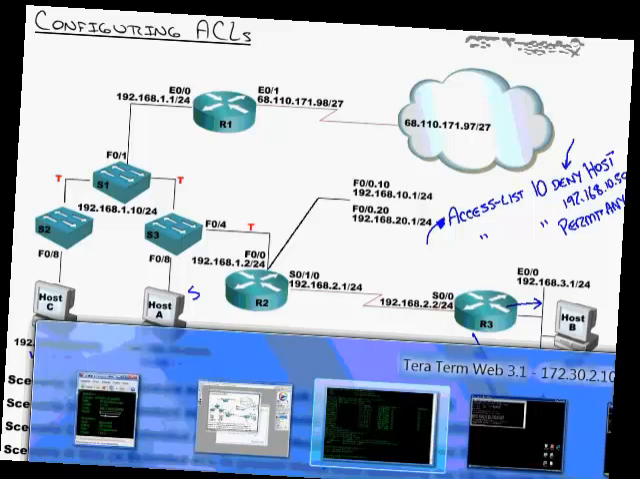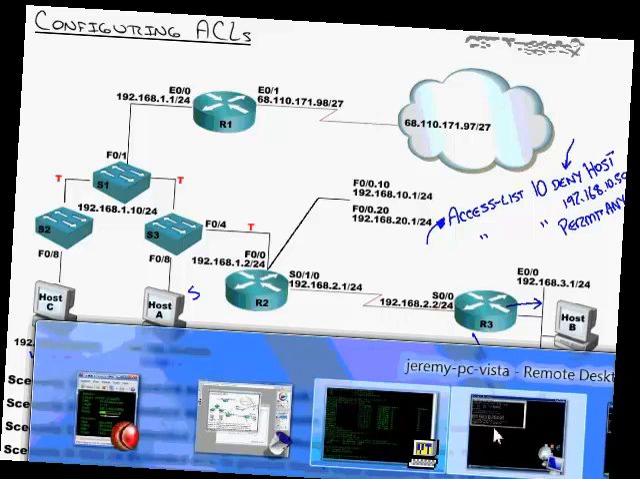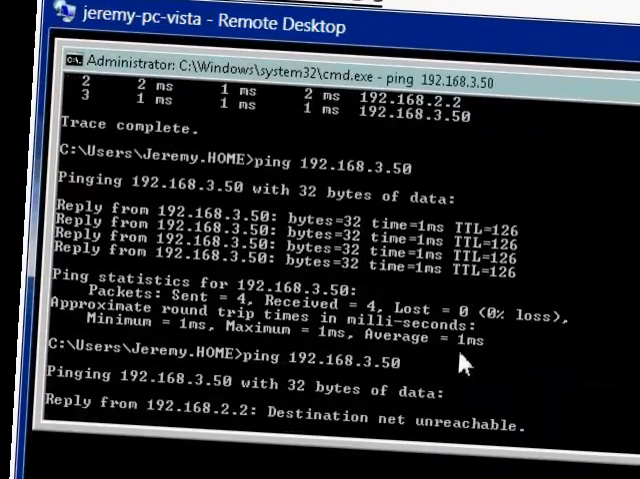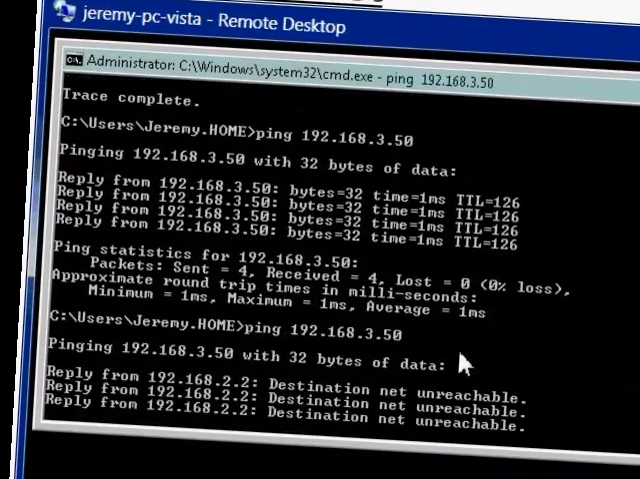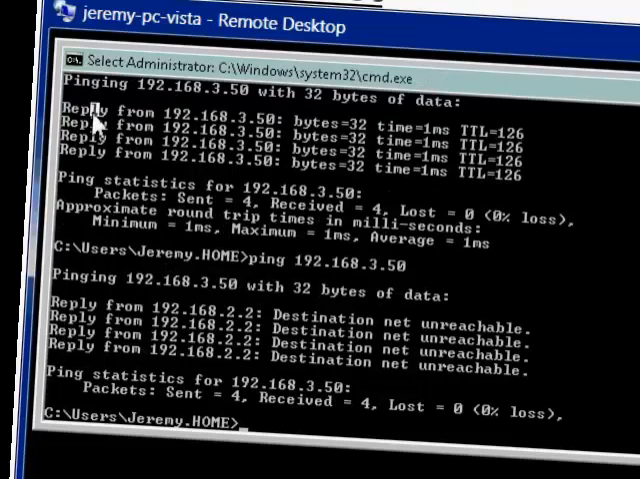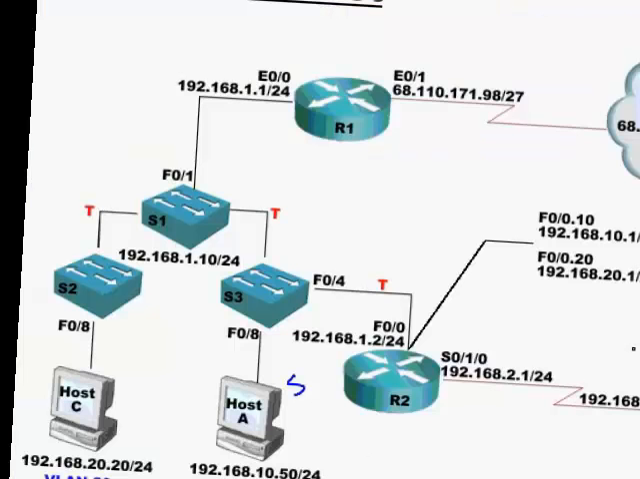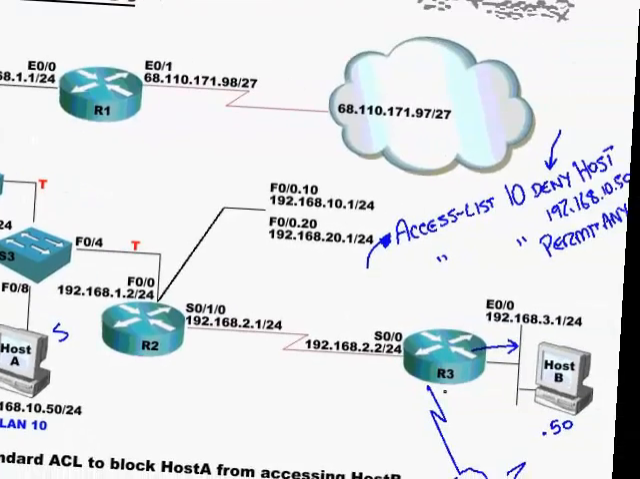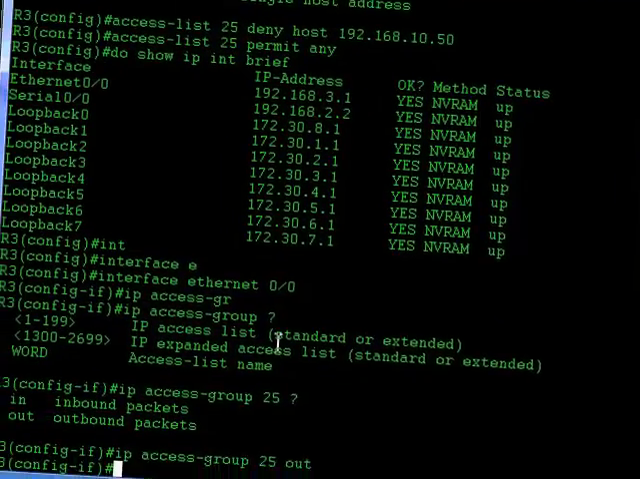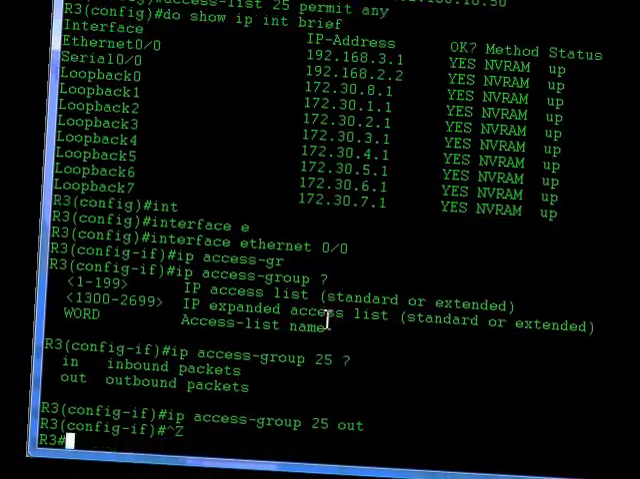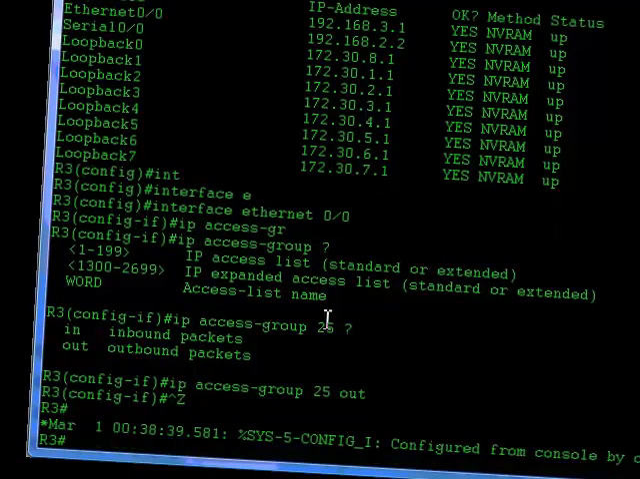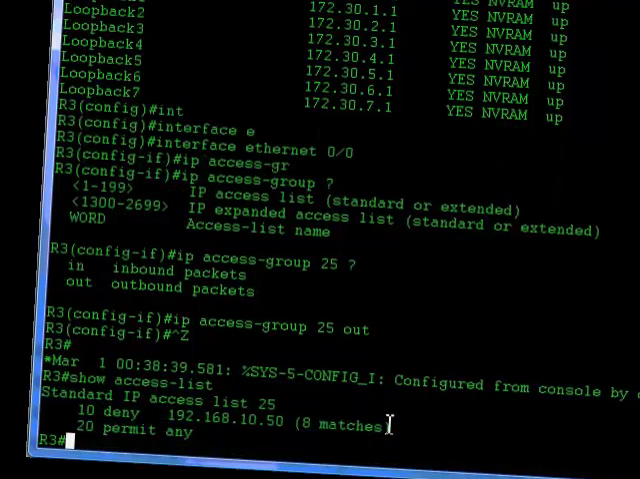So as always, Jeremy verifies his work. He goes and does a ping, and the destination is unreachable. So it worked. The access list worked. So we have achieved success with this access list. Host A cannot access host B. And show access list is a very easy way to verify what's going on with your access list.